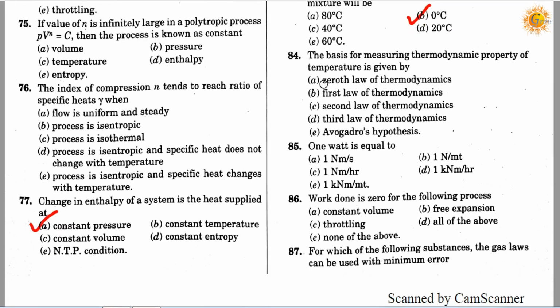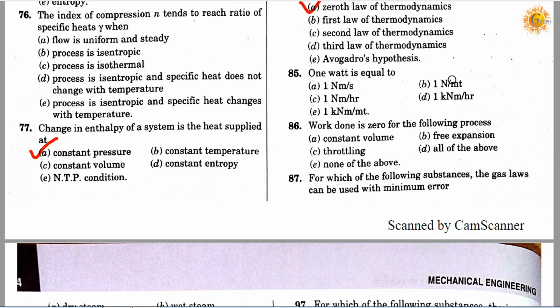Question number 84. The basis for measuring thermodynamic properties of temperature is given by option A zeroth law of thermodynamics, option B first law of thermodynamics, option C second law of thermodynamics, option D third law of thermodynamics, and E is Avogadro's hypothesis. So the correct answer is A, it will be the zeroth law of thermodynamics.